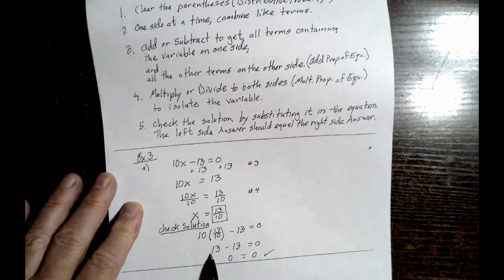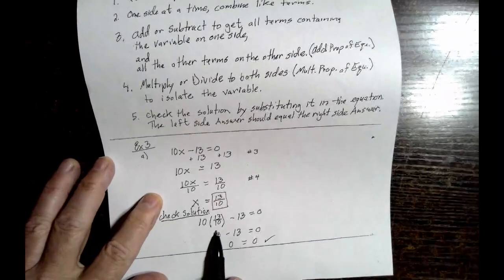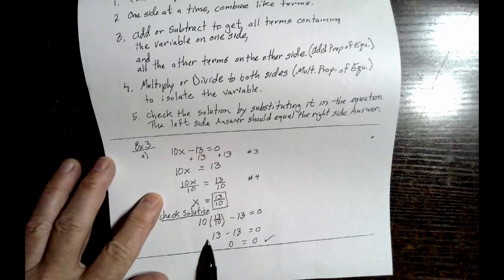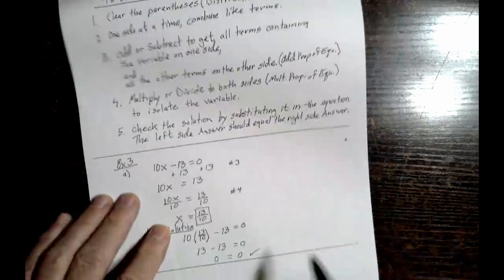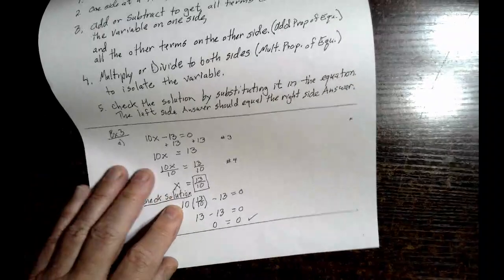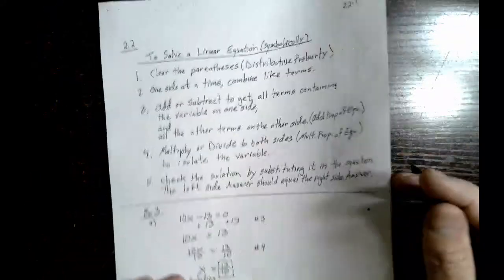And now you can check it by plugging that into the original equation, and you multiply it out, and you get 0 equals 0. And that means it's true. Now sometimes you get 5 equals 5, or 2.1 equals 2.1, but that's how you show that that one is a correct answer.